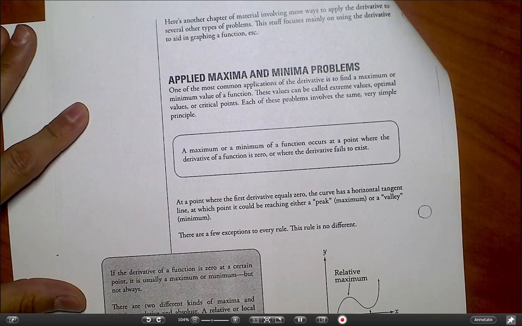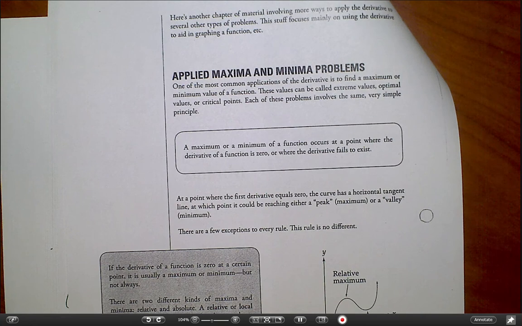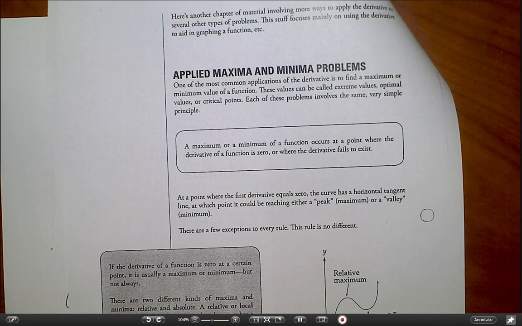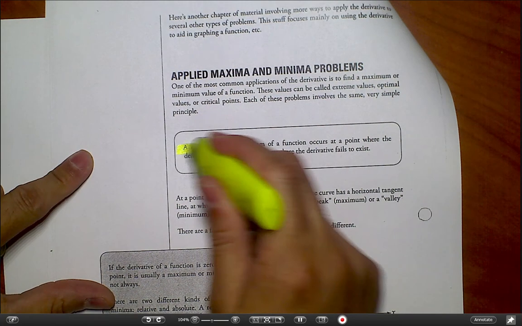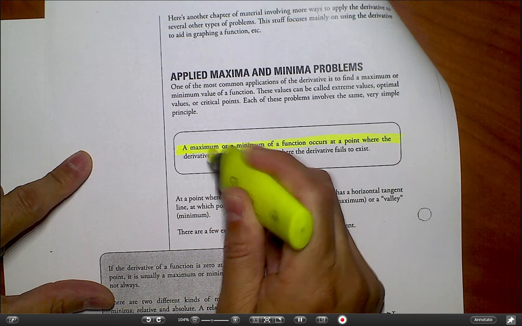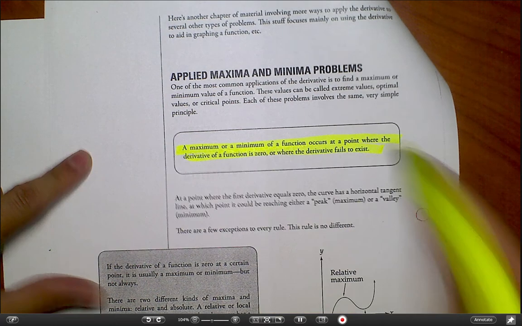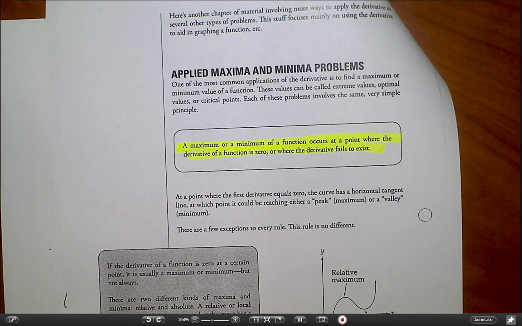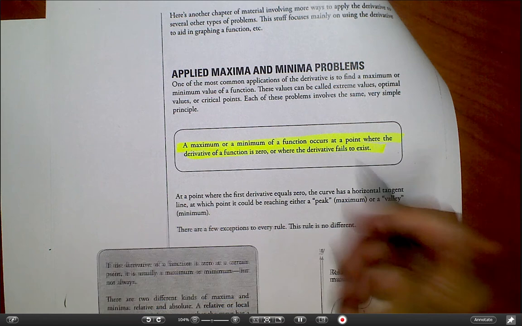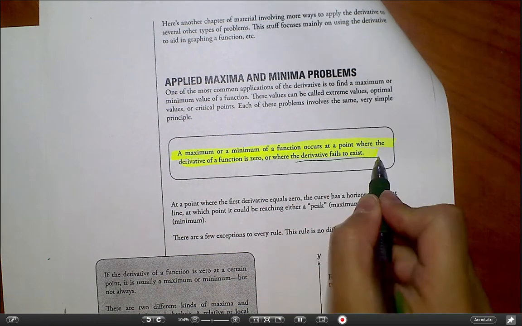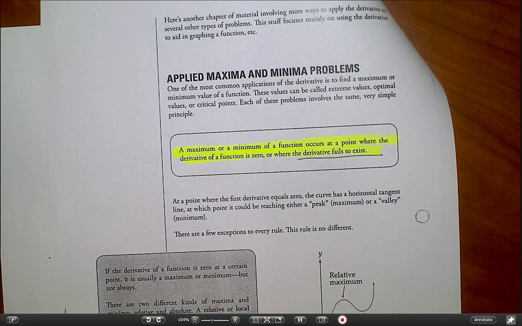All right. Okay, so applied maxima and minima. Right here it says maximum, minimum values of a function occur where the derivative of a function is 0 or where the derivative fails to exist. This last part right here is the part that a lot of people forget about. Okay, so where it fails to exist.